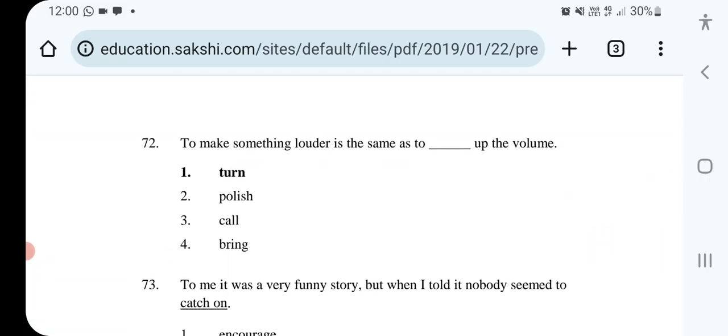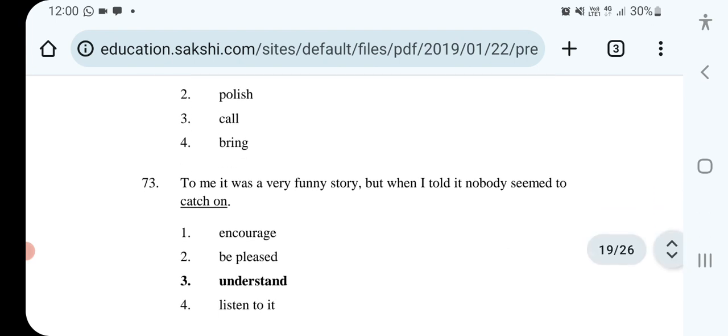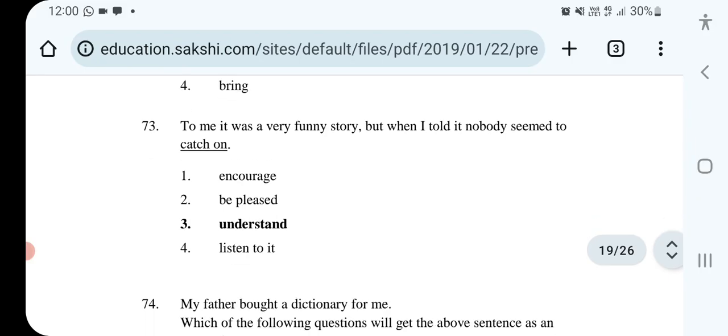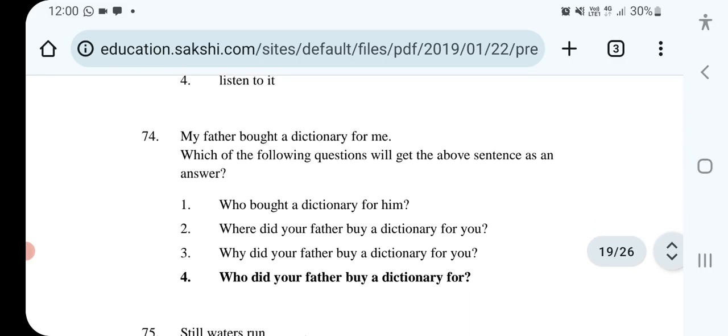To make something louder is the same as to turn up the volume. To me, it was a very funny story, but when I told it, nobody seemed to catch on. Catch on means understand.